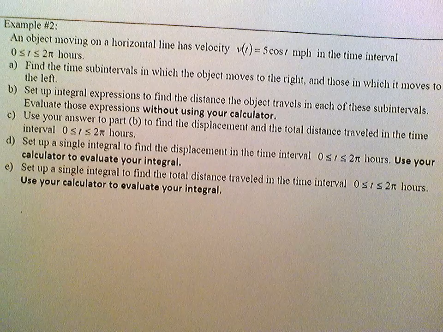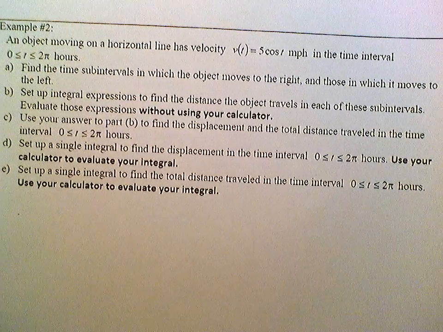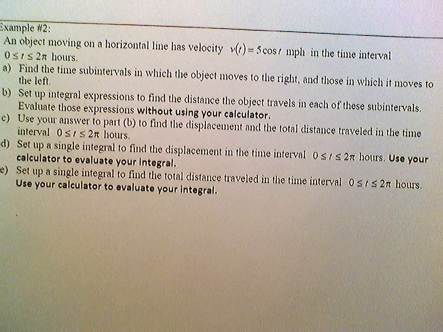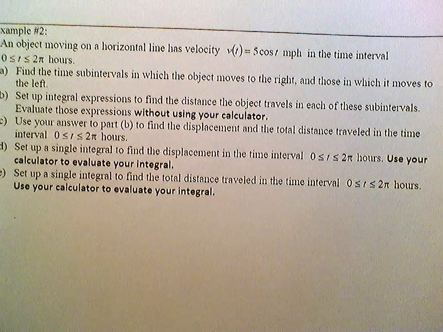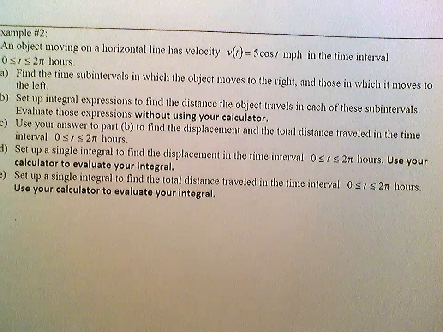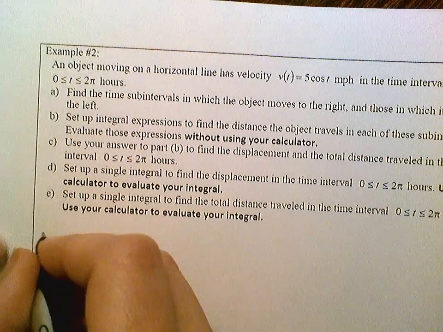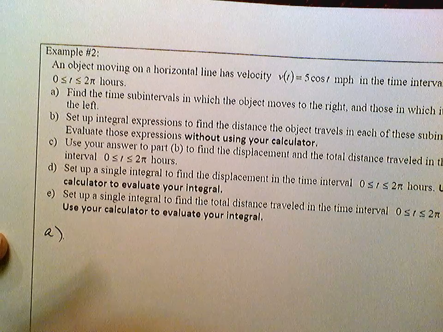Well, guys, moving to the right and moving to the left, we've got to find where the velocity function is positive or where it's negative. If velocity is positive, we're moving to the right. If it's negative, we're moving to the left. So first, we've got to do a number line test, and first we've got to figure out where it's 0.